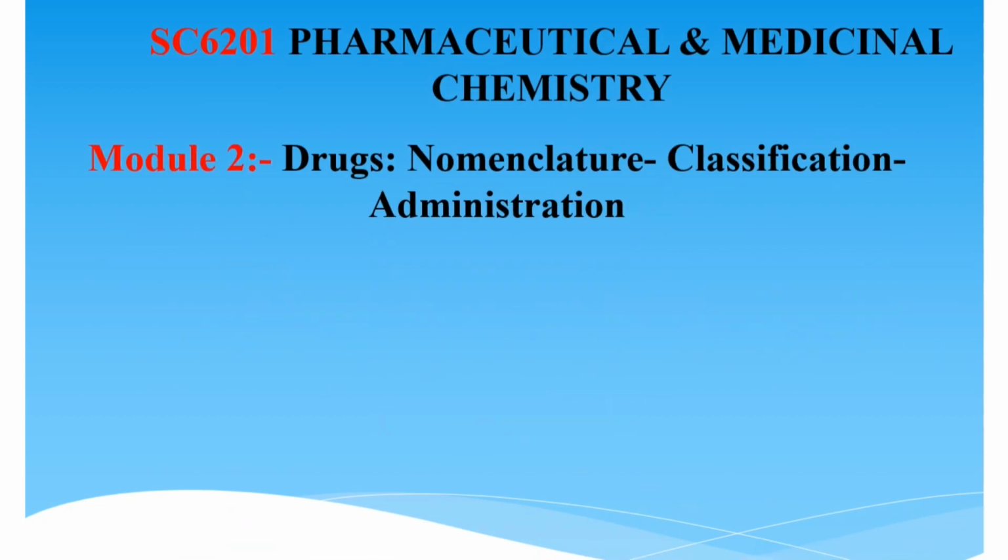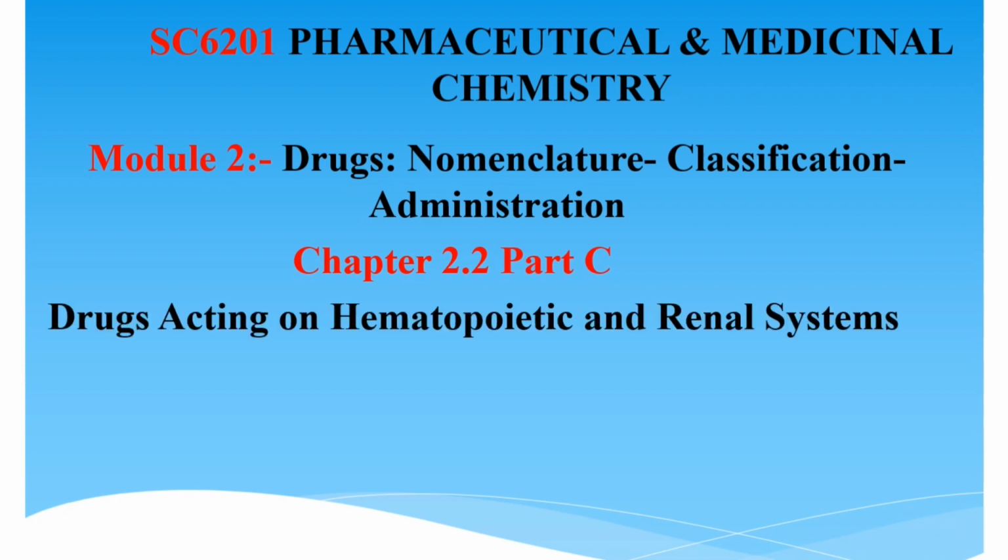Welcome to the online course on pharmaceutical and medicinal chemistry. Module 2 of this course is drugs, nomenclature, classification and administration. Part C of chapter 2.2 in this module is about drugs acting on hematopoietic and renal systems.